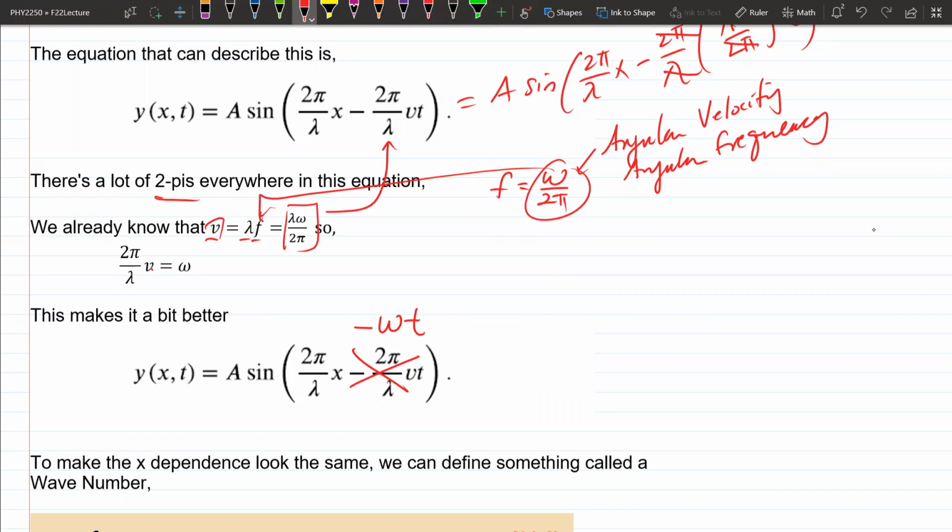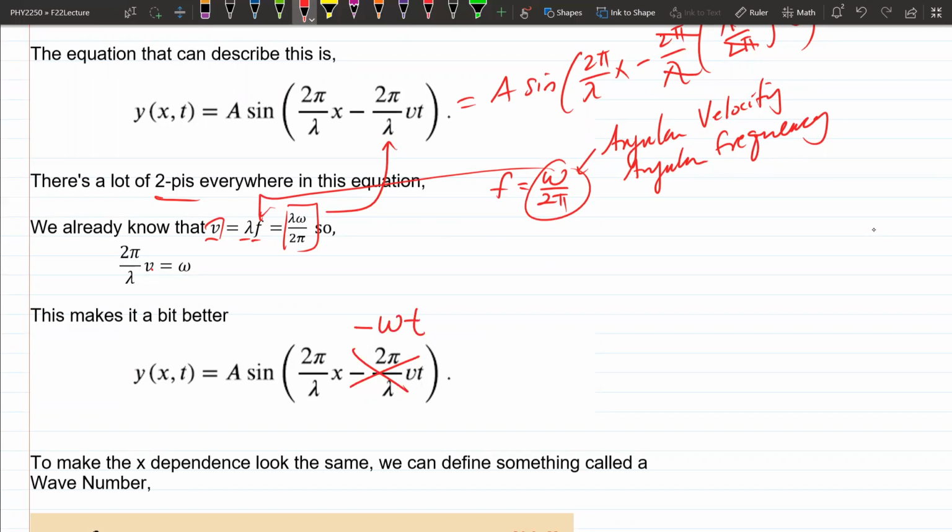It makes it a lot easier to deal with, as opposed to a bunch of 2 pi, some v's, and some lambdas, and some t's. It's just minus omega t. The minus sign stays, because we're not playing around with the minus sign yet. Okay, what about this stuff in front then?